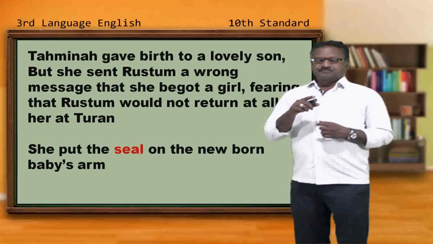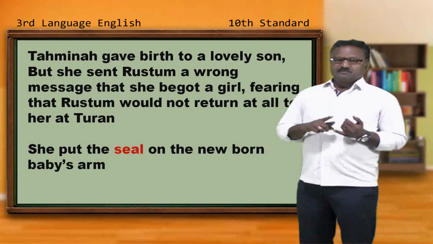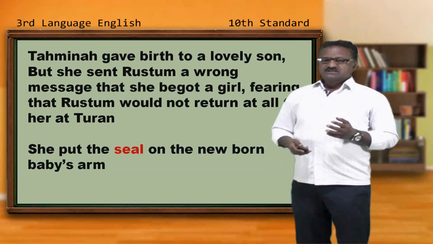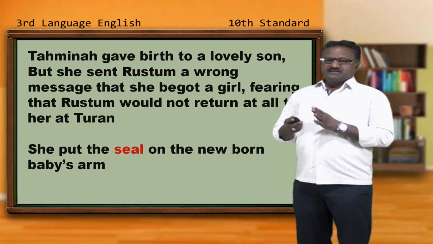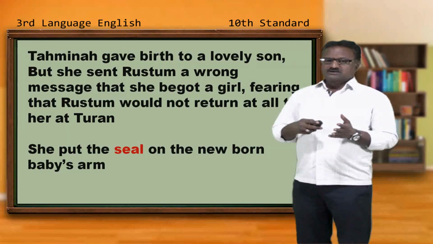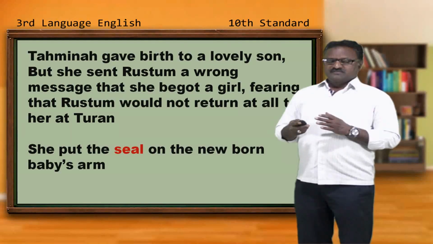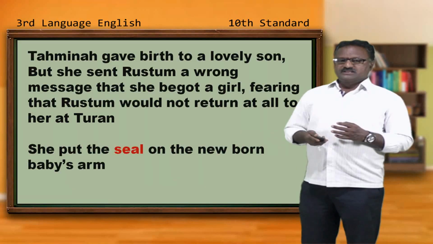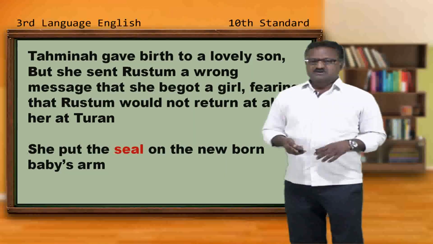But here, she gave birth to one son, but she sent the wrong message, because if he knew that a son was born, then he would not come back. If he knew that a girl was born, then he would come back. So this is the first part of the story.